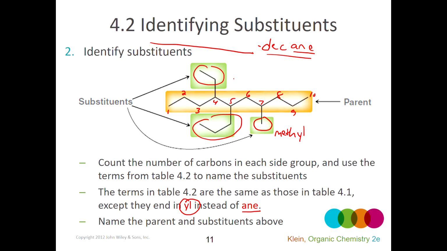2 carbons is eth. And again, it's not part of my parent chain, so I'm not calling it ethane, I'm calling it ethyl. And then 3 carbons is prop. It's not propane. Propane would just be where my parent chain has 3 carbons. I've already numbered and named my parent chain. This is a side group hanging off of that parent chain, bonded to carbon 5 here of the parent. So propyl is the name of that 3 carbon, 1, 2, 3 carbon side group. So I want to name my substituents. That's step 2.